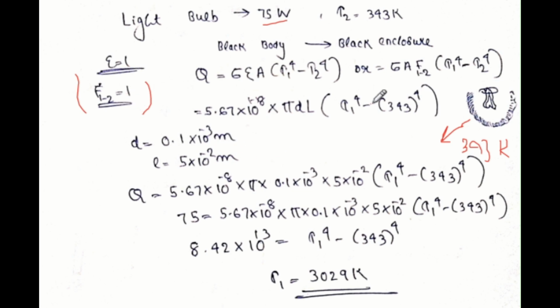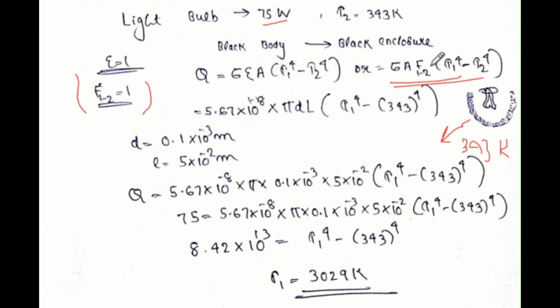You can solve it by applying either of these two equations. Both ways are correct. Q is equal to epsilon sigma A (T1 raised to the power 4 minus T2 raised to the power 4), or sigma A F12 (T1 raised to the power 4 minus T2 raised to the power 4). Because it's a black body to black body interaction, it might be better to use this equation in general.